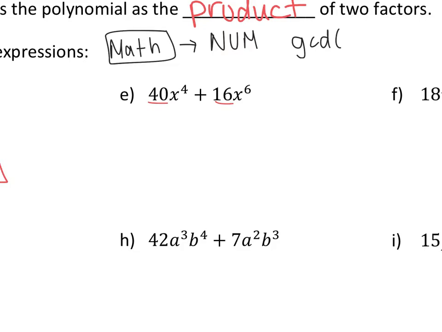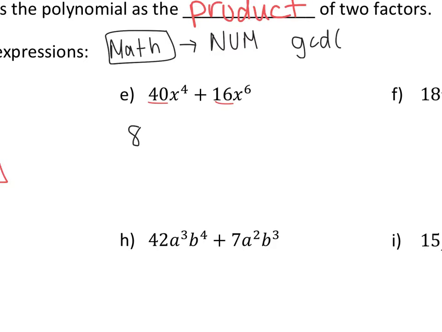And then you hit enter, and on your calculator you should see GCD parenthesis. Well, I want to know the greatest common factor of 40 and 16. So I type in 40, comma, the comma button is above the 7, 16, and then close your parenthesis and hit enter. So it tells me that my greatest common factor is 8. This only works for the coefficients, okay?